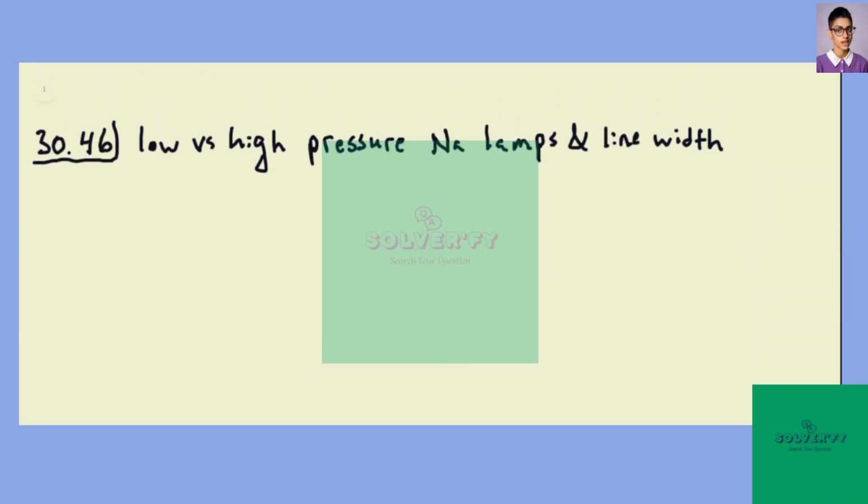Problem .46, we're told that low-pressure sodium vapor lamps have an emission spectrum that has well-defined wavelengths, but a high-pressure sodium vapor lamp has lines that are sort of more spread out or wider. And we want to talk about the relationship of this to the continuous smear of wavelengths you get from a solid.